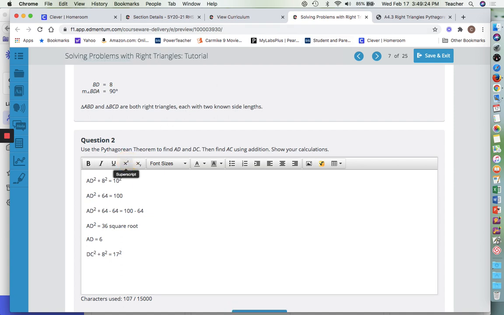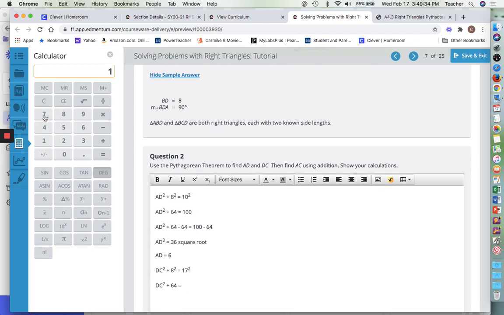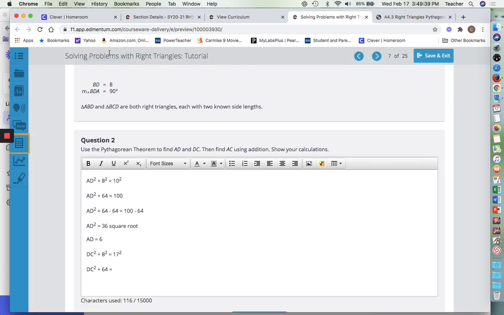All right, so now we're going to do our math. DC squared plus 64. 17 squared, I'm not sure I know that one right off the bat. So 17 squared, all right, 289. Now we're going to subtract 64 from the other side.